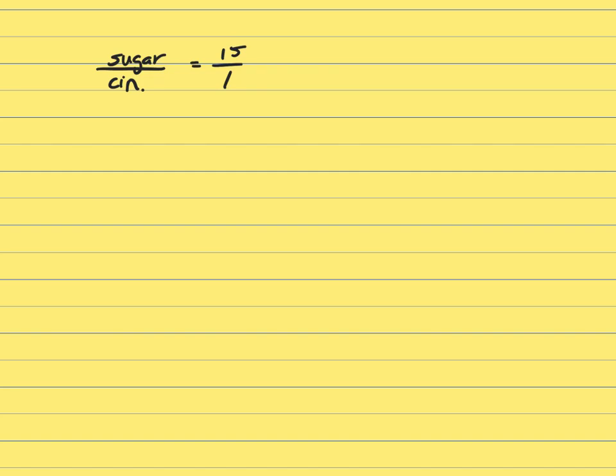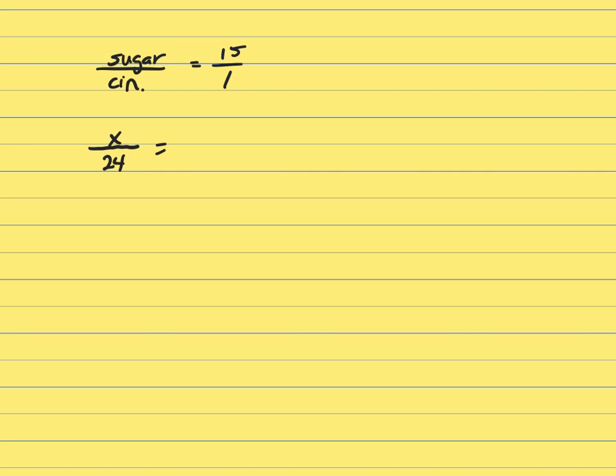The ratio of sugar to cinnamon is 15 to 1. Okay, so your total amount in there is 16. 15 of it is sugar, 1 of it is cinnamon. And we're trying to figure out how many ounces of sugar are in 24 ounces of the mixture. How many ounces of sugar are in 24 ounces? Now, that's what we're trying to find.